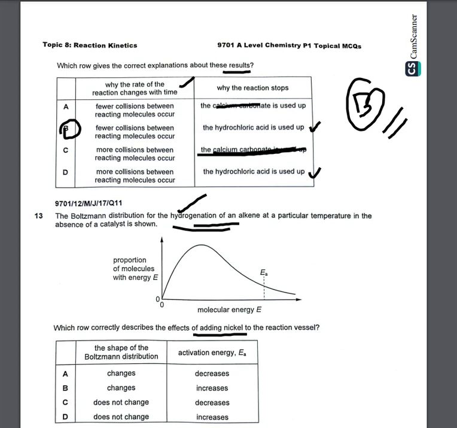So when you add nickel, it is acting as a catalyst. The shape of the Boltzmann distribution doesn't change. I already told you that the catalyst doesn't affect the number of molecules possessing a particular energy. It only lowers the activation energy as shown in C. So C is your right answer. The catalyst does lower the activation energy but doesn't cause any reacting molecules to change their kinetic energy or their overall energy. So C is your right answer.